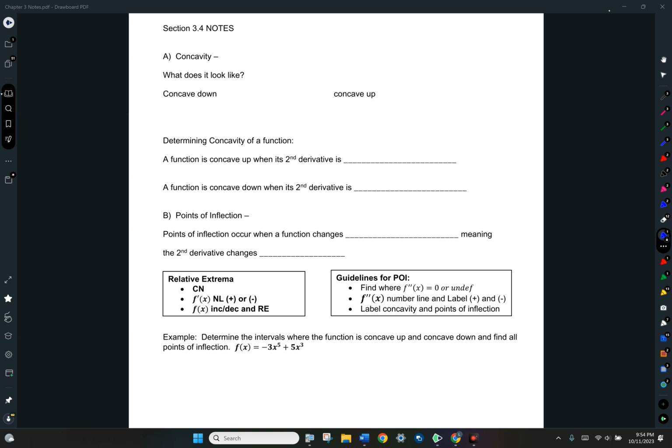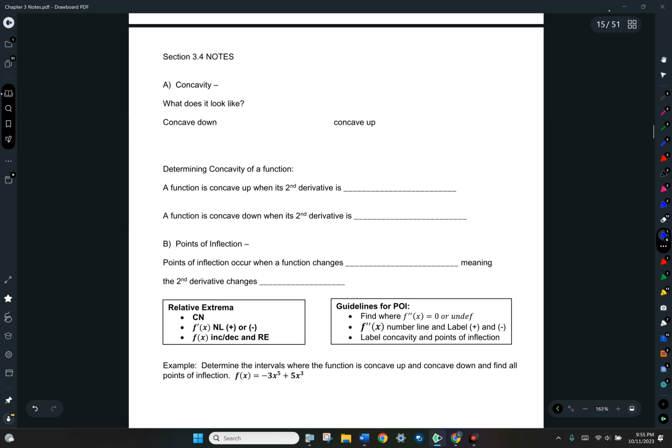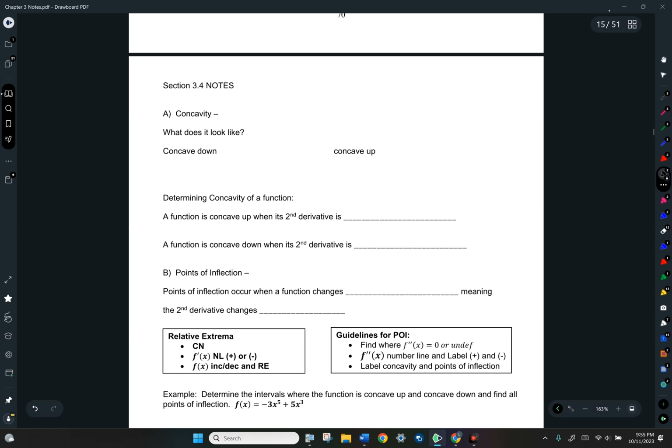Okay, so this is the section 3.4 video, and it's all about concavity. First of all, we need to talk about how you learned that the first derivative tells you if a function is increasing or decreasing. But if that's all the information we have, that doesn't give me a very good graph of the original.